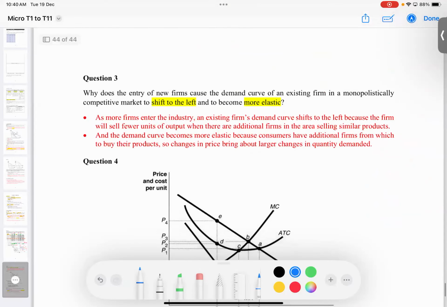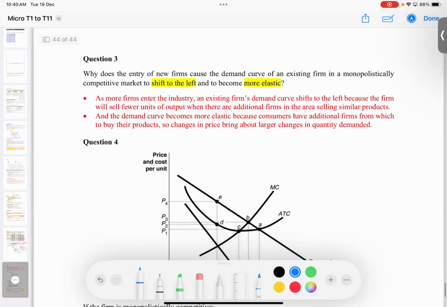Okay, next one. Again, theory question. That's why I say this kind of question is important. Make sure you know how to write. Very often students don't know what to write, so they are not able to do it well. Now question 3: why does the entry of new firms cause the demand curve in the monopolistic competitive market to shift to the left and become more elastic? That's the rationale. We need to write the reasons.